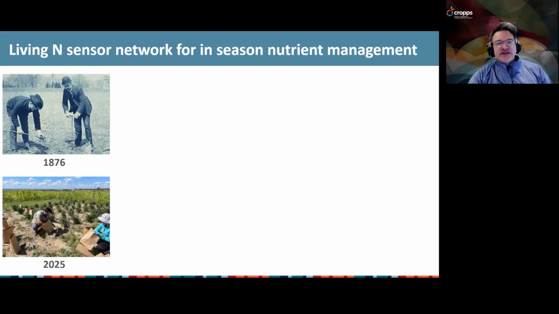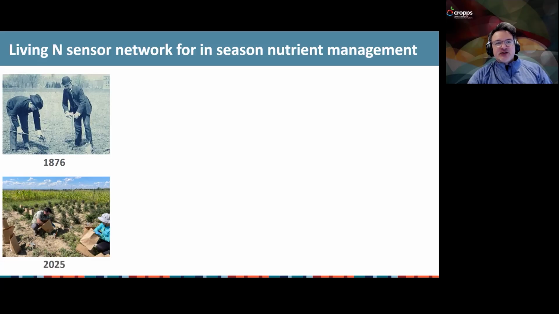Established in 1876, the Morrow plots at the University of Illinois, Urbana-Champaign, are North America's oldest agricultural experiment field. And nearly 150 years later, the same soil probe is still used. The world is long overdue for a field-based nitrogen sensor, and nitrogen reporter plants are finally making it possible. So how can nitrogen reporter plants improve crop management?